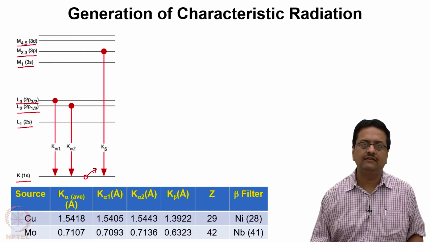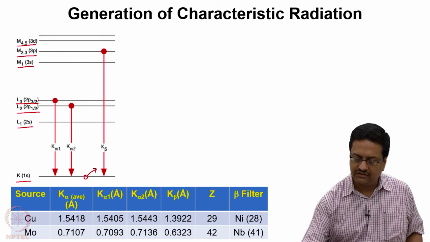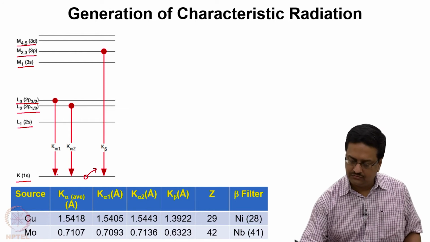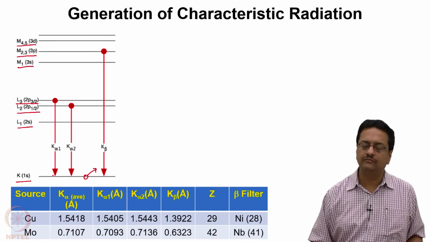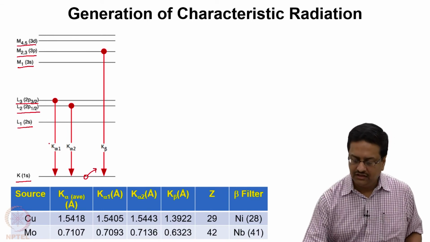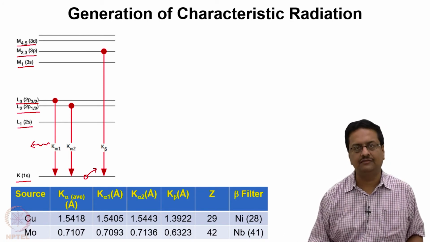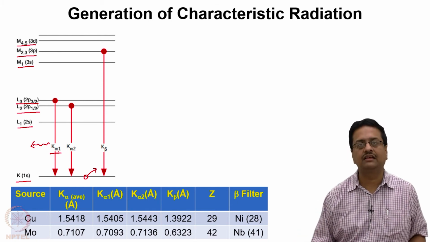So immediately that vacancy has to be filled. It can be filled by a jump of an electron from the level L3, which is 2p 3/2, to 1s. This particular jump, when the electron falls from a higher level to a lower level, emits electromagnetic radiation falling in the range of X-ray, and that is called copper K alpha 1.